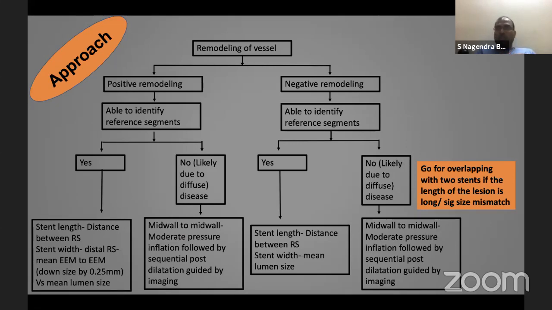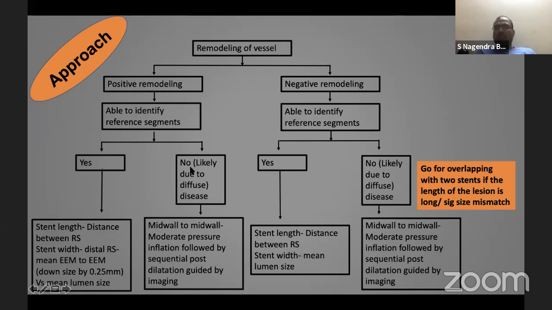That's the approach to size the stent based on IVUS or OCT. First thing is to assess the remodeling of the vessel, positive or negative remodeling. Identify the distal reference segment. If you are able to identify it, you can go with these two strategies, lumen to lumen or EEM to EEM.